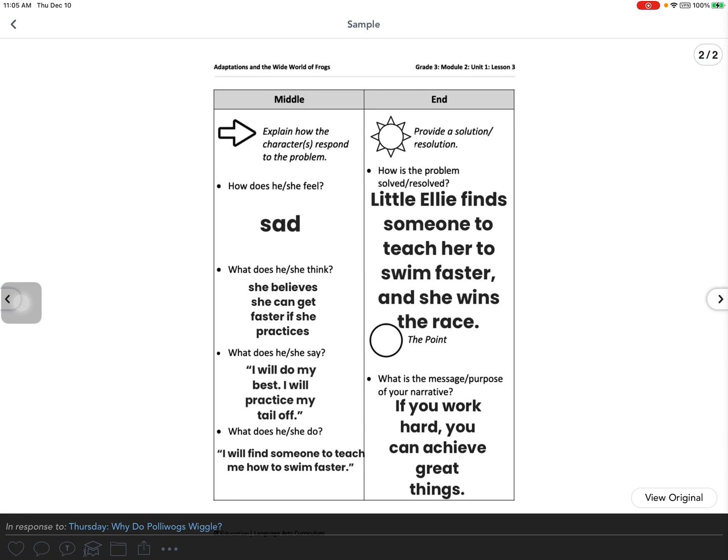How is the problem solved or resolved? Little Ellie finds someone to teach her to swim faster and she wins the race. And the point, what the message or purpose is: if you work hard, you can achieve great things.